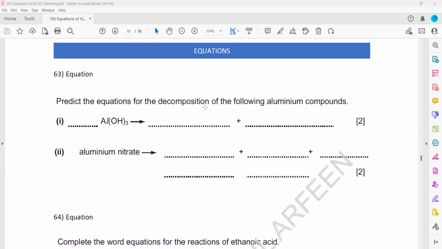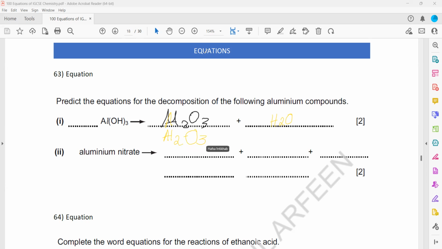Predict the equation for decomposition. So this is a thermal decomposition. Whenever a metal hydroxide decomposes, what are the products? Usually water and metal oxide. Sodium and potassium hydroxides are stable to heat. So it will produce aluminum oxide. Aluminum oxide formula should be correct. That should be Al2O3 plus H2O.